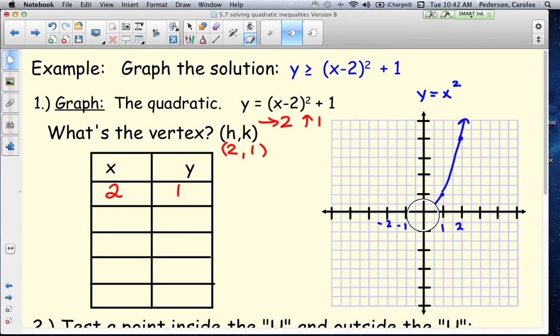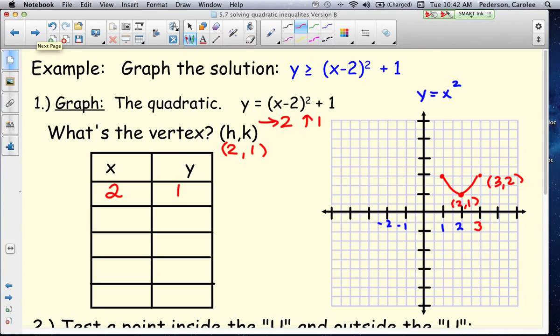I'm just going to erase this now. My parent function was originally at (0, 0). It's now going to be our new graph. It's going to be over 2, up 1. There's my vertex. And I'll graph now my points. We're going to move right 1 and up 1, and then left 1 and up 1. So there's the start of my curve. So that ordered pair is (3, 2) and (1, 2). I'll just put them over here also. So (3, 2) and (1, 2).